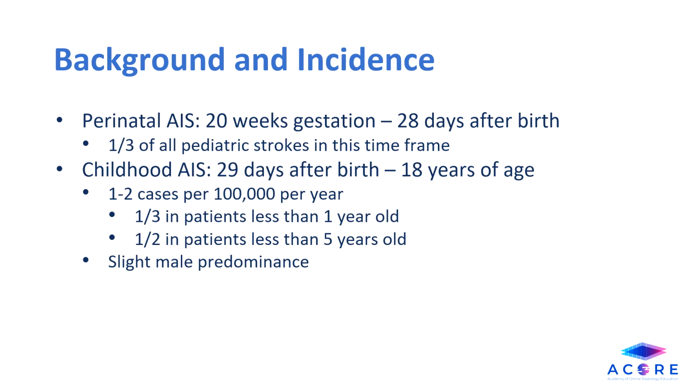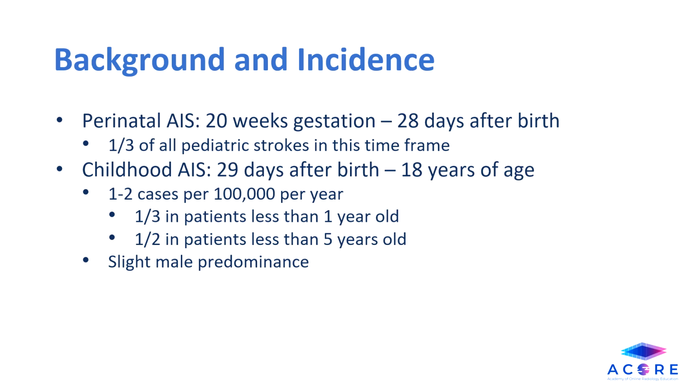Some important context to have before we continue on is how AIS is categorized and how common it is. Pediatric AIS is divided into perinatal and childhood subtypes. Perinatal AIS occurs from mid-gestation, about week 20, through the neonatal period, or 28 days after birth. Perinatal AIS accounts for 1/3 of all pediatric strokes. Childhood AIS occurs after the neonatal period until age 18.